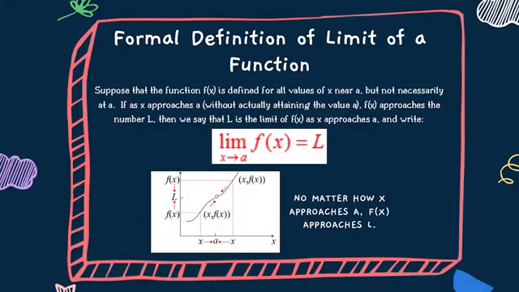Now let's move on to the formal definition of a limit of a function. Suppose that the function f of x is defined for all values of x near a, but not necessarily at a. If as x approaches a, without actually attaining the value a, f of x approaches the number L, then we say that L is the limit of f of x as x approaches a, and write the limit of f of x as x approaches a is L. And remember that no matter how x approaches a, f of x approaches L.